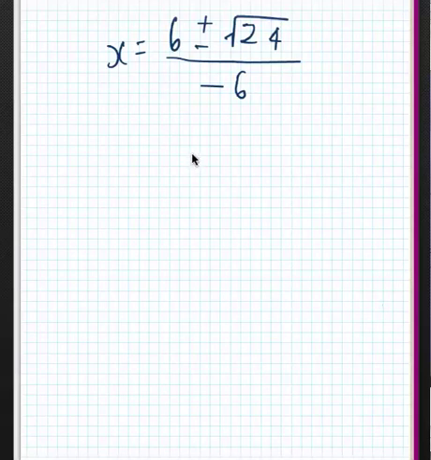Now, if you remember how to simplify a surd, the square root of 24 can be simplified to 2 square root of 6. If you remember how to simplify surds, a perfect square that's a factor of 24, for example, 4 times 6, and then the square root of 4 is 2, and 6 stays under the square root.